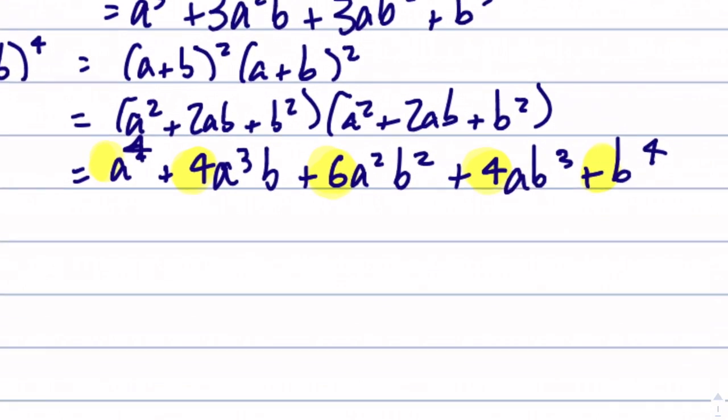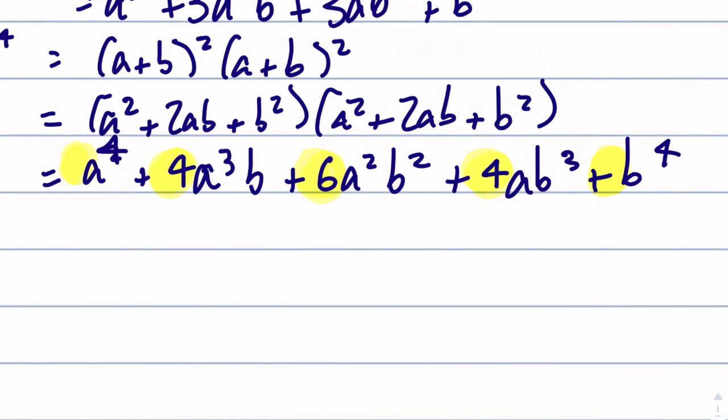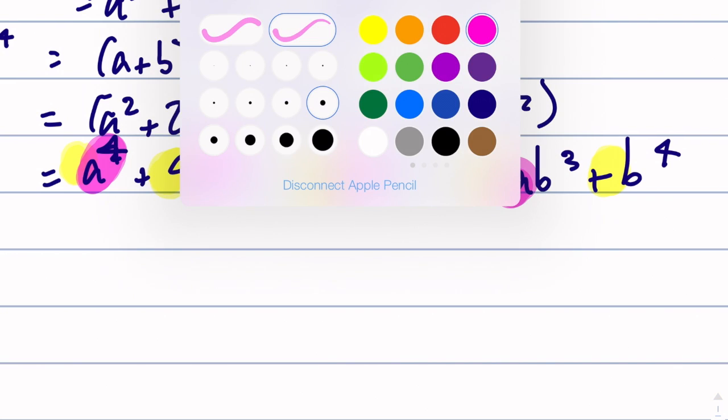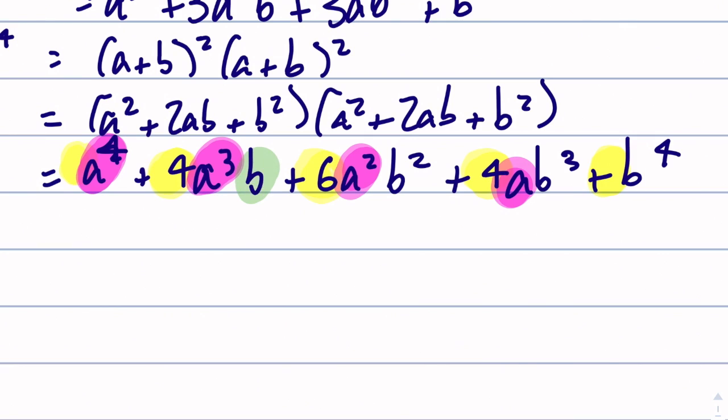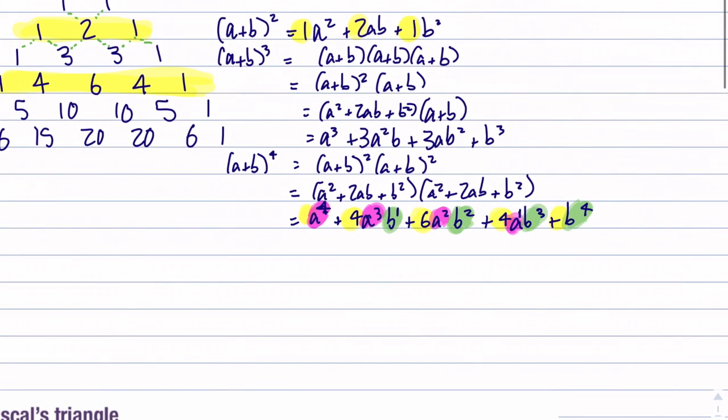Now, if you have a look closer at each term, you'll notice that my a's start at 4 and they go down each time. And then there's nothing here. And my b's start off with nothing and they go up each time. You'll also notice that if you add the powers for each one, so we've got a to the 4 on the left, that's fine. 3 plus 1 equals 4, 2 plus 2 equals 4, 1 plus 3 equals 4, and 4 equals 4. You'll notice that they add up to the 4 that we're raising it to each time.